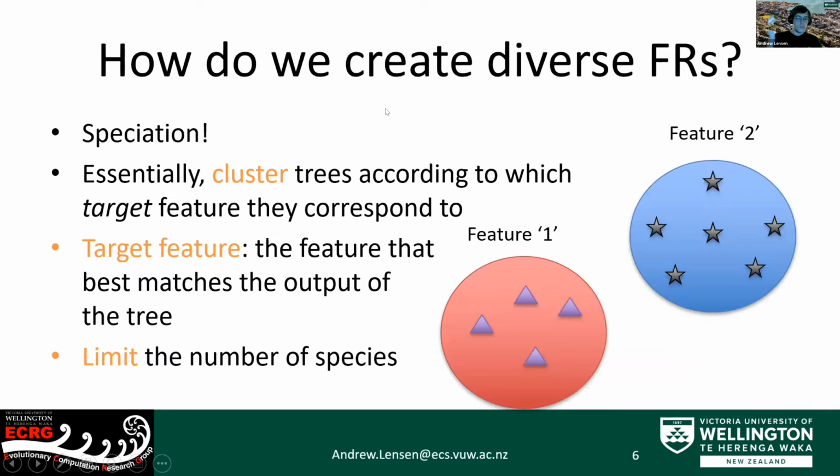So another important component of this work is that we want to find a set of these relationships. We don't just want to find one of them. We would like to find a set of diverse relationships that give us different insights into our data. In this work, we use a form of speciation to do this. So we look at the output of each tree and then see which feature that output is most similar to.